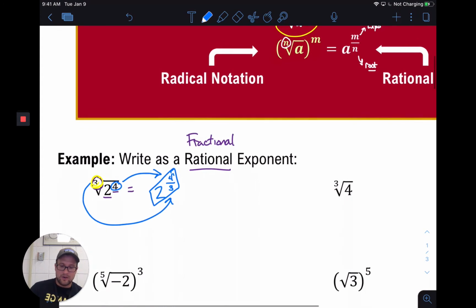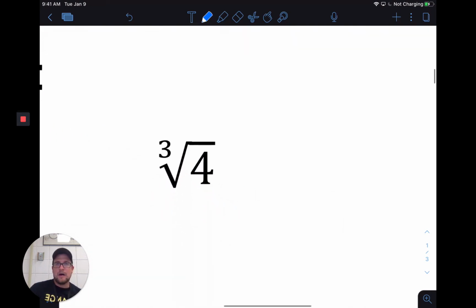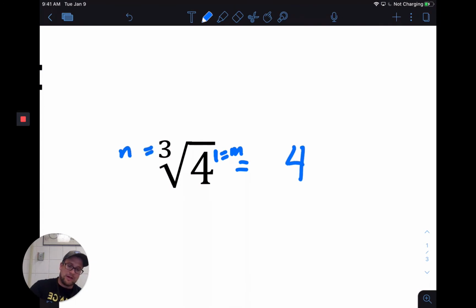So we're going to try to write all of these with a fractional exponent. Here's our next one. Now you might notice that this one does not have a power on that 4. Anytime something doesn't have a power, we can think about it as being raised to the 1st power. If this was what we had, then 1 would represent m, and 3 would represent n, so I could write this as 4 to the 1/3 power.